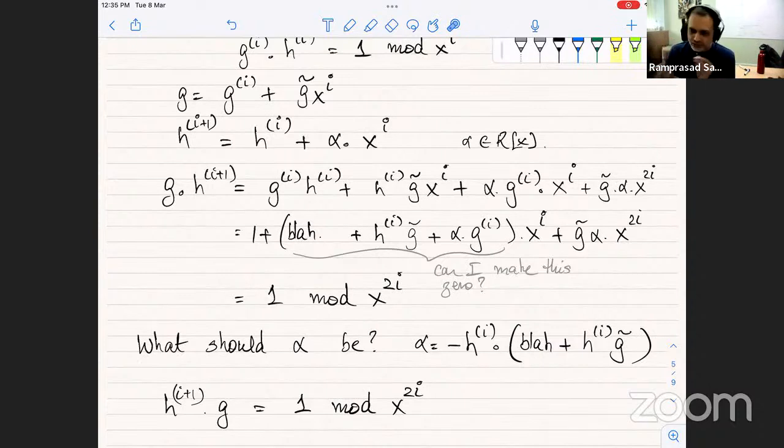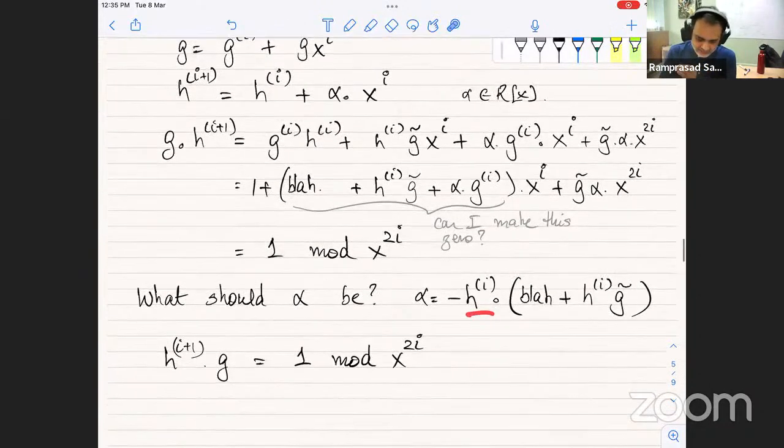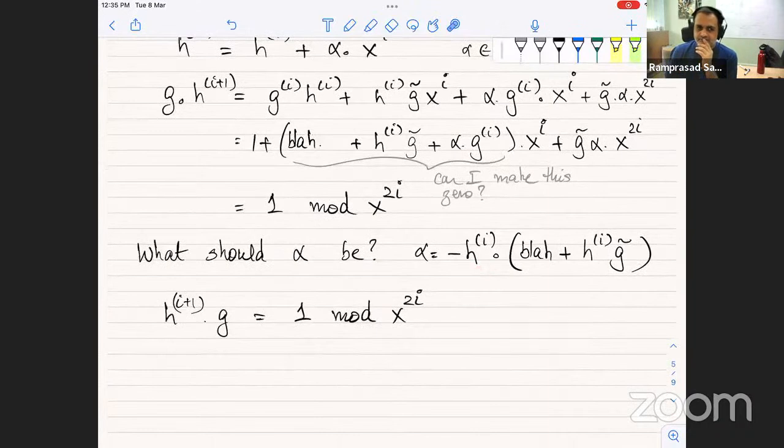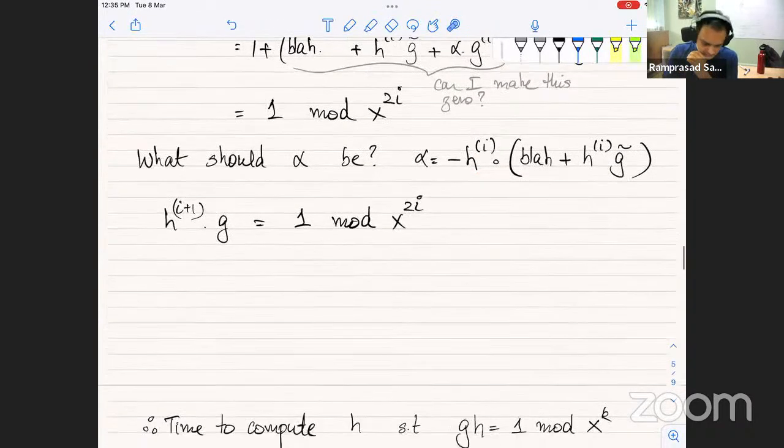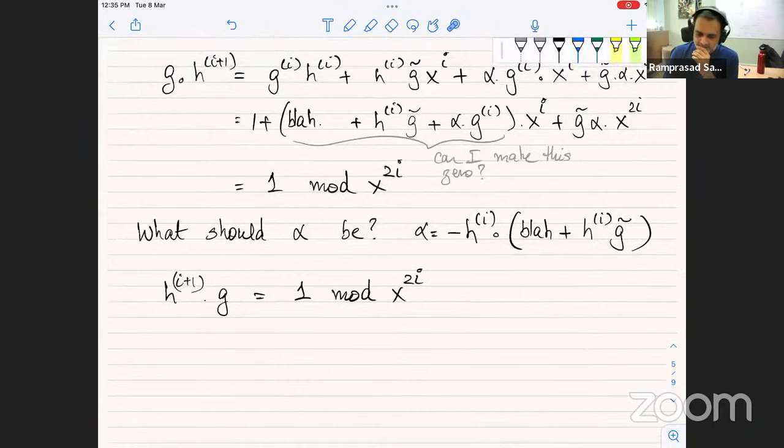Okay. And let's also be a bit more precise. How many additions and multiplications did I need in order to compute hi plus 1 from hi? I need to do one product here, and then I add a bunch of stuff, and then I do another product here. So it's basically some, I don't know, 2 products or something. Okay, so this is what it amounts to.